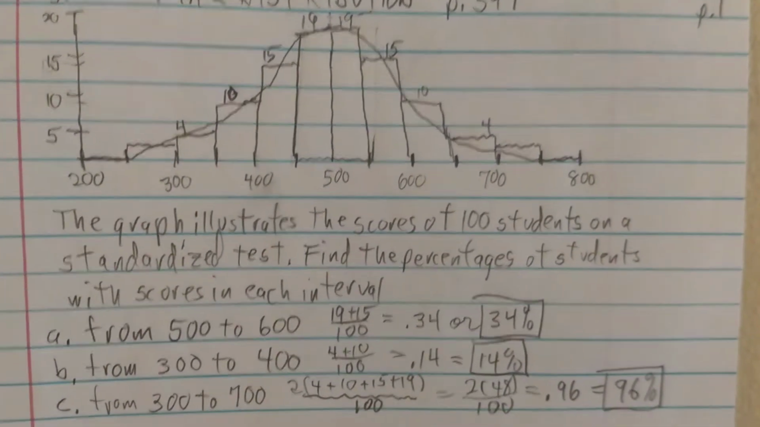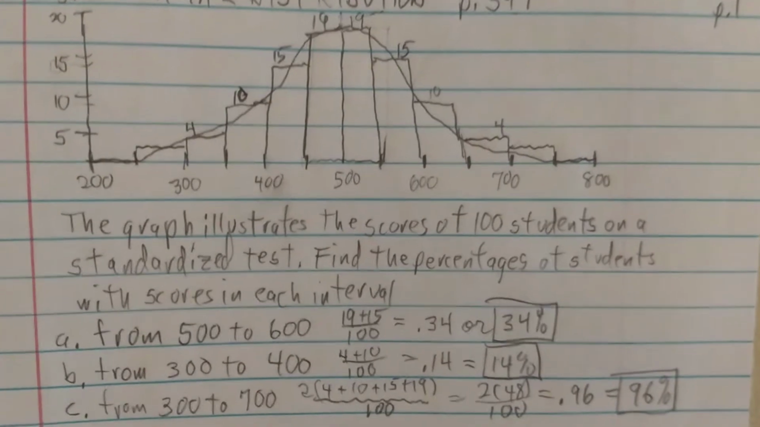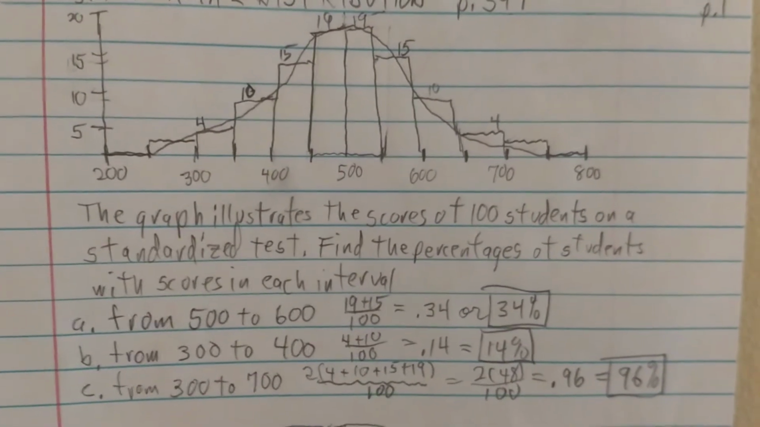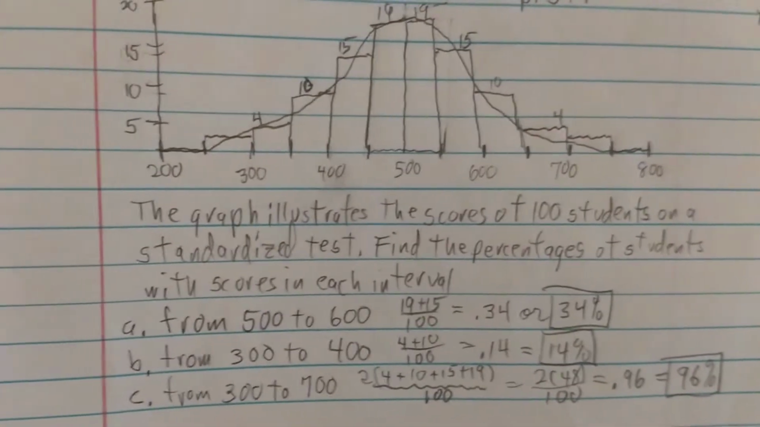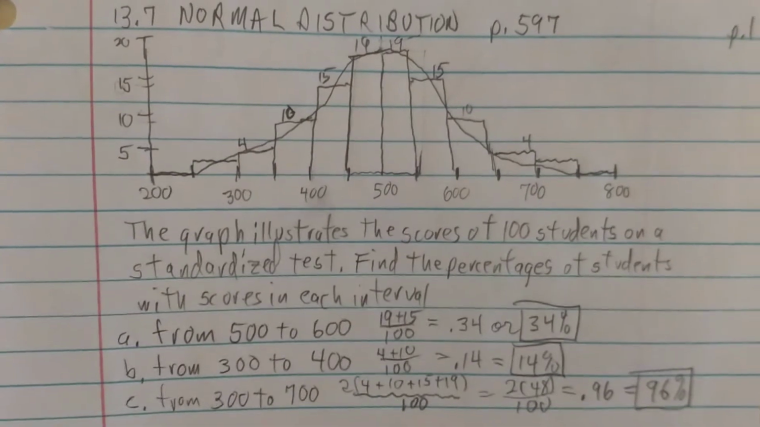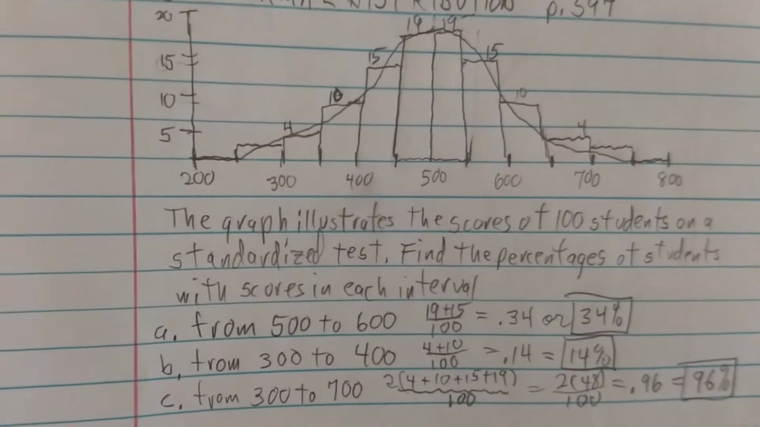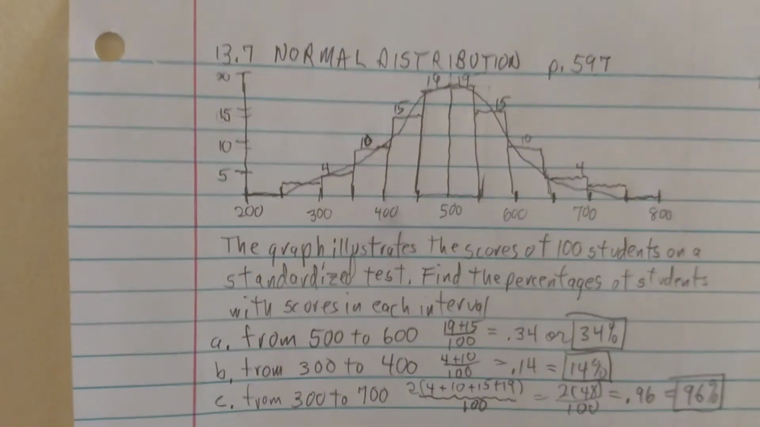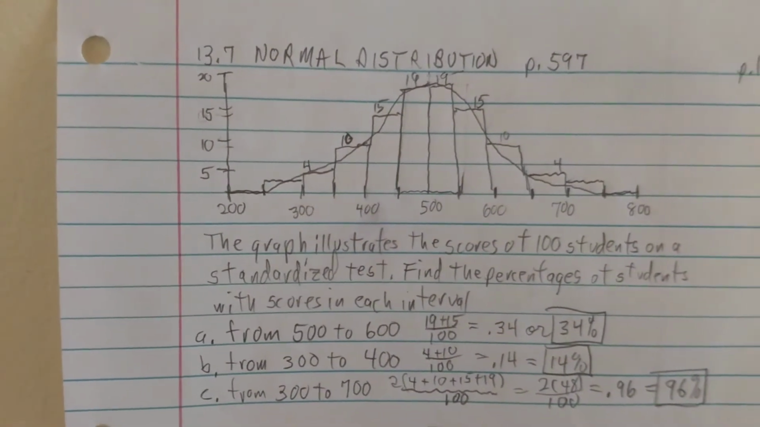So 600 is one deviation to the right of the mean, 700 is two standard deviations, 800 is three standard deviations, and then from 500 we go backward. 400 is minus one standard deviation, 300 is minus two standard deviations, and 200 is minus three standard deviations from the mean.